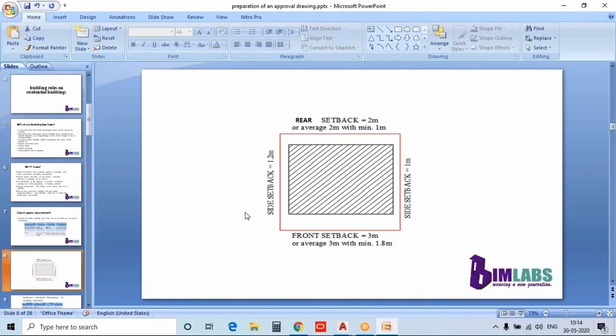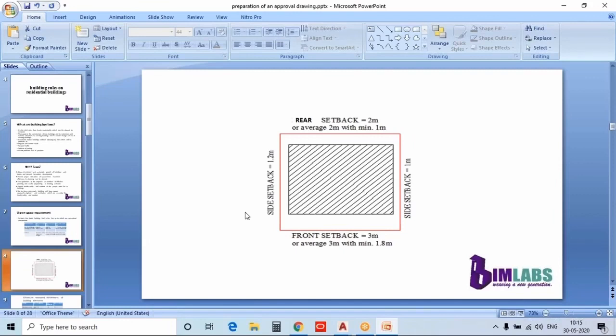At that time you can provide an average of 3 meter with a minimum of 1.8 meter, meaning from both front corners of the building up to the plot, the average of the distances taken should be 3 meter. Also, for the side setback, one side should be 1.2 meter and the other side should be 1 meter. And the rear setback should be 2 meter, or an average of 2 meter with a minimum of 1 meter.